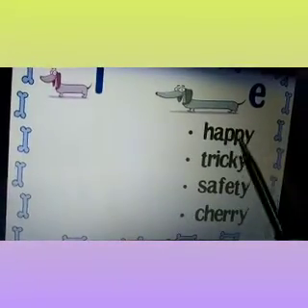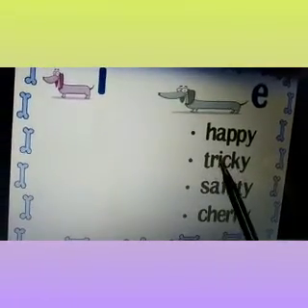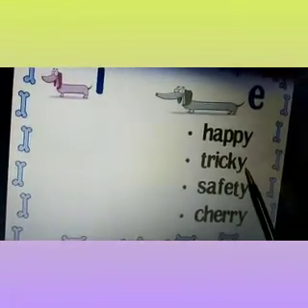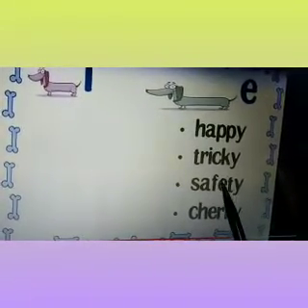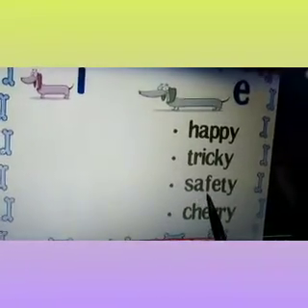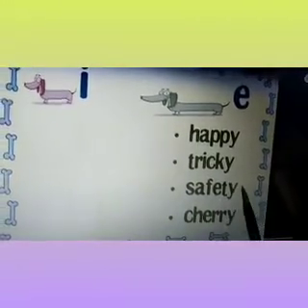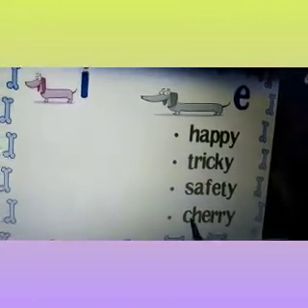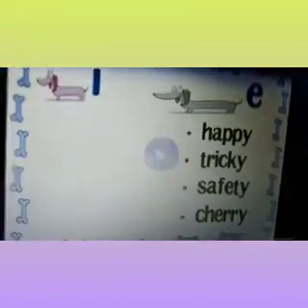H, A, P, P, Y, happy. T, R, I, C, K, Y, tricky. Safe. This is magic key, remember? Magic key is put at the end of a word. Yes, but safe is in itself a word. Safe भी एक word होता है, right? So this is safe, safety. Ch, E, R, R, Y, cherry.